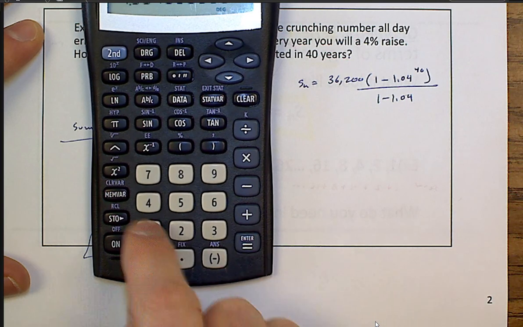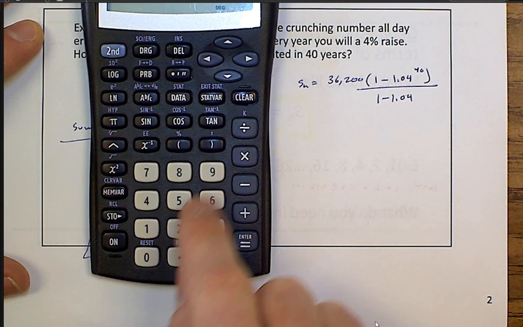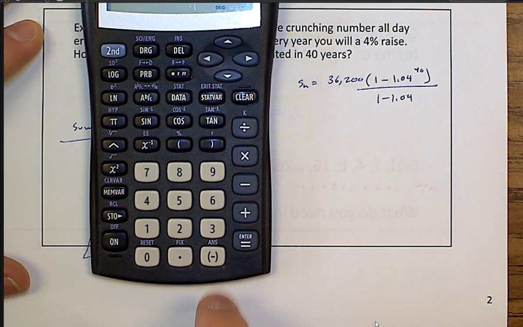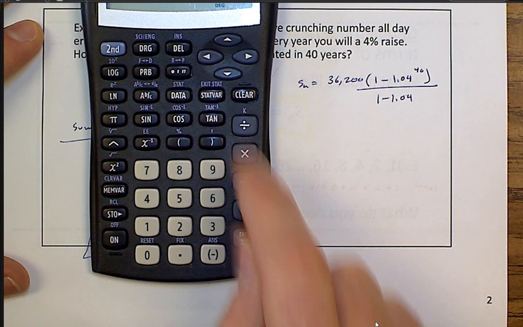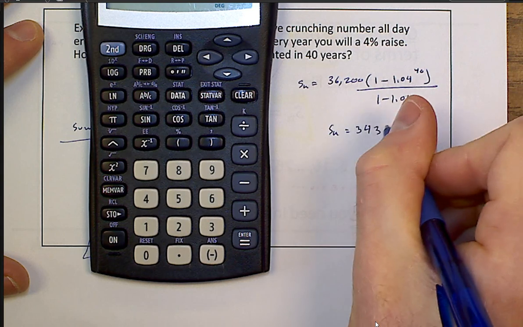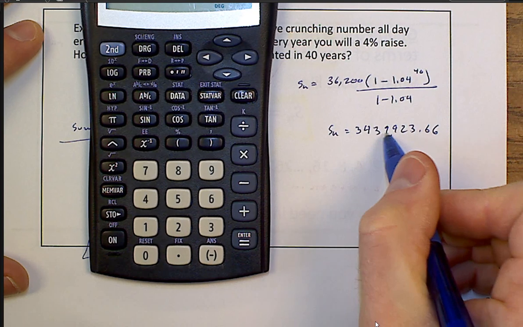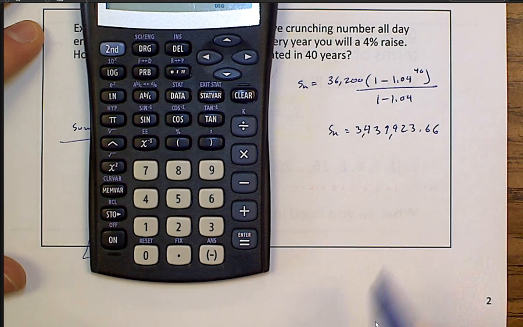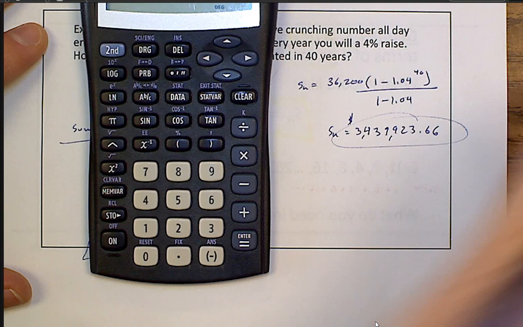1 minus the second answer. We're going to times that by 36200. We're going to divide that by 1 minus 1.04. And I should get 3439923.66. So you've made almost $3.5 million. $3,439,923.66. Not a bad 40-year career.